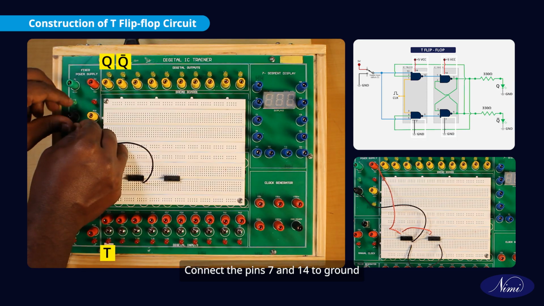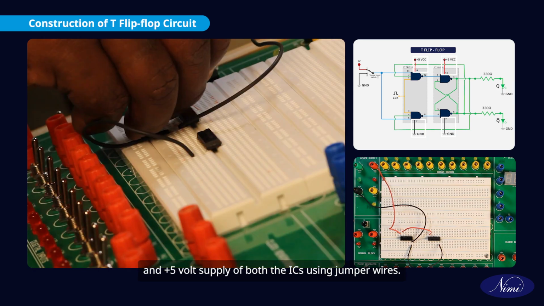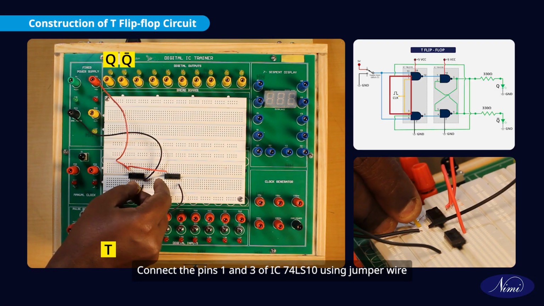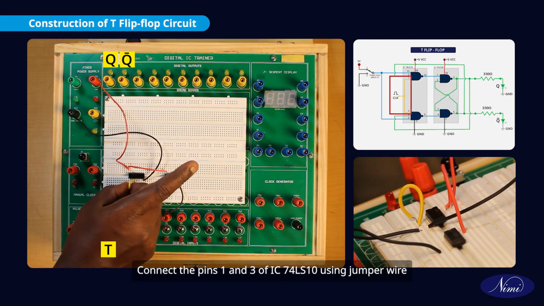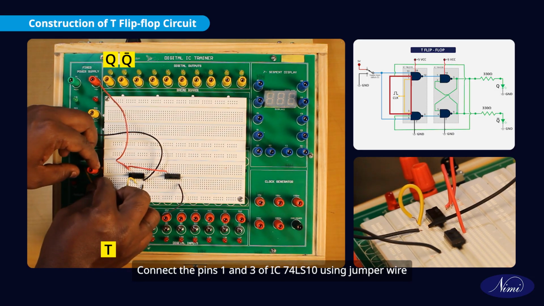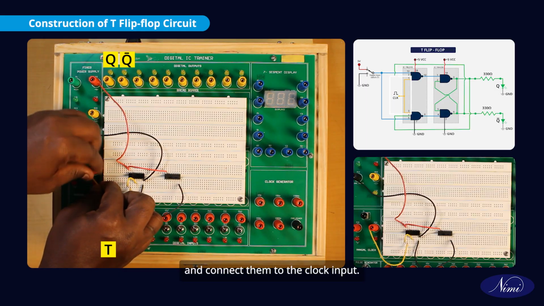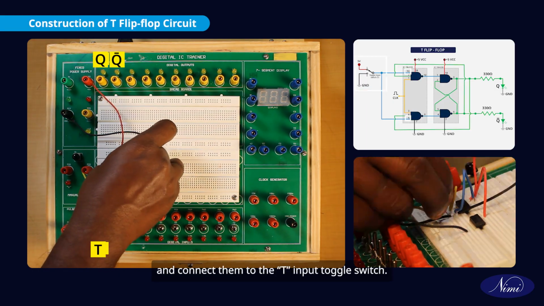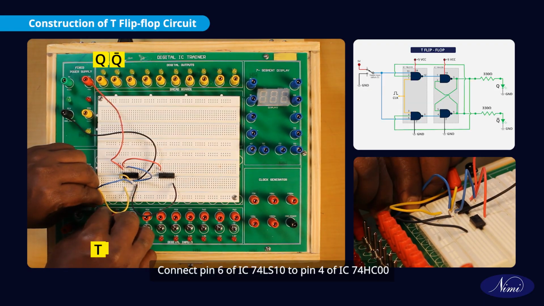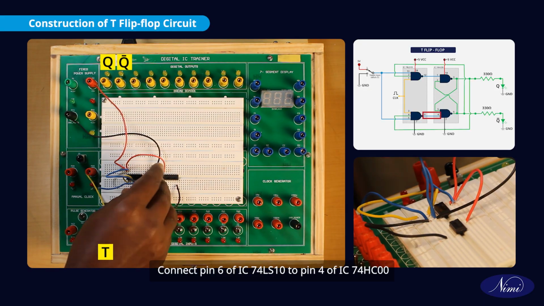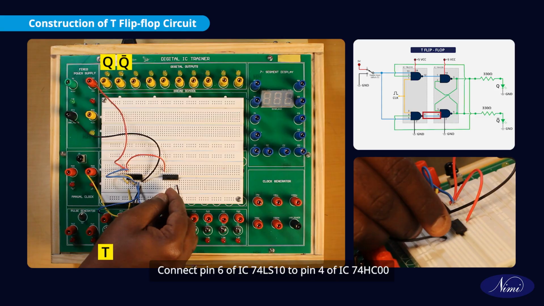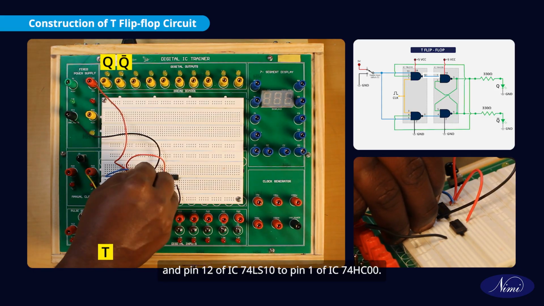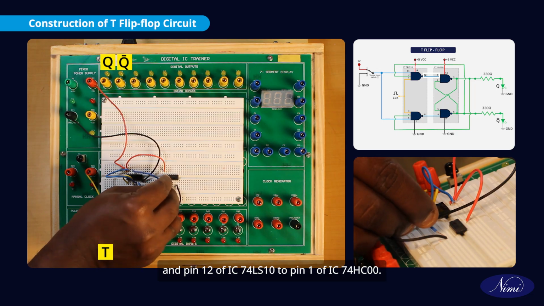Connect the pins 7 and 14 to ground and plus 5 volt supply of both the ICs using jumper wires. Connect the pins 1 and 3 of IC74LS10 using a jumper wire and connect them to the clock input. Connect the pins 5 and 13 using a jumper wire and connect them to the T input toggle switch. Connect pin 6 of IC74LS10 to pin 4 of IC74HC00 and pin 12 of IC74LS10 to pin 1 of IC74HC00.